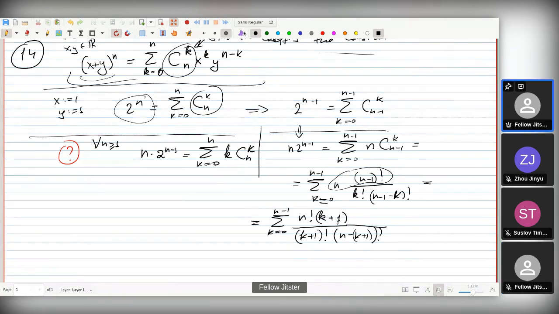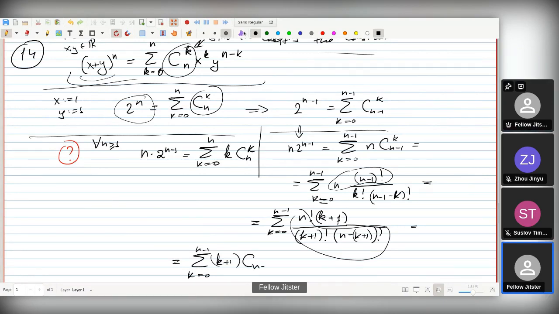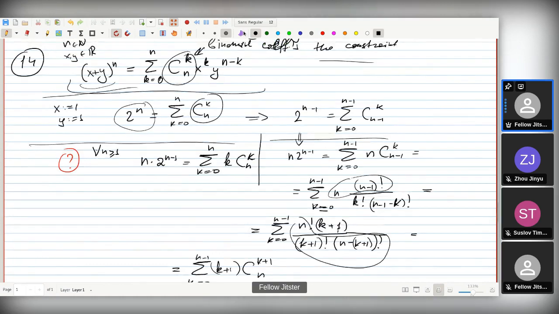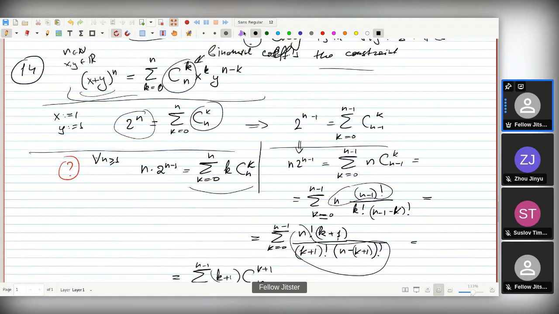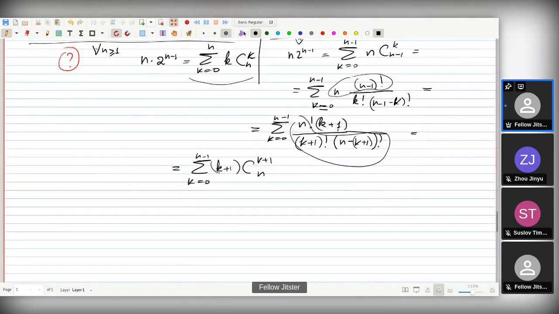But what is it? What is this product? This is n choose k plus 1, multiplied by k plus 1. It is n choose k plus 1. Exactly. Brilliant. It is almost what we need, with one distinction. Here k ranges from 0 to n, but here it ranges from 0 to n minus 1.